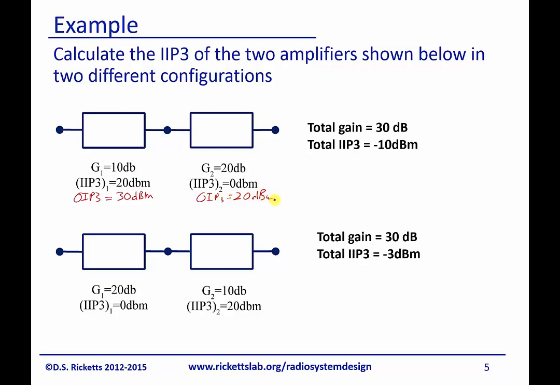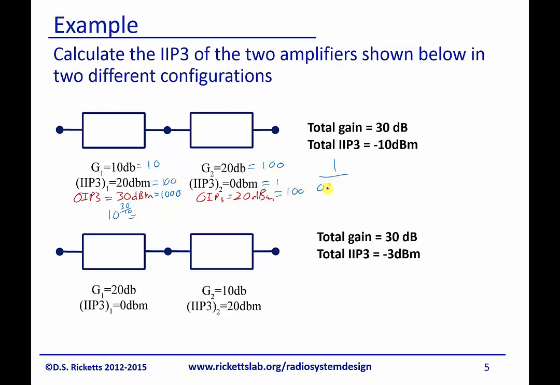Now, because we're adding when we calculate our OIP3 total, we need to convert these to linear. And so this is equal to 10, this is equal to 100, and this is equal to 1,000. And it's easy to do because, for instance, OIP3 is 10 to the 30 over 10, and that just equals 1,000. So I can do that in my head really quick. This is going to be 100, this equals 1, and this is going to be 100.